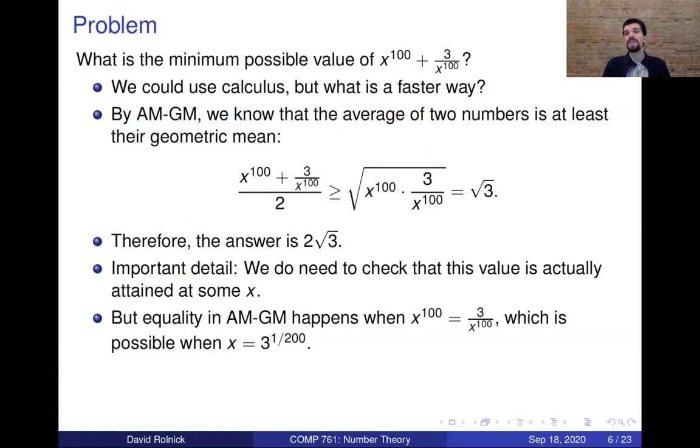But if I said it's greater than or equal to 0, that would be true, but it wouldn't be very helpful in the sense that 0 is never actually attained. There isn't an x that will give you 0. It's greater than or equal to 0 because it's greater than or equal to 2 times the square root of 3. So the reason why we had to show this important detail is that we needed to check that there is actually some x that causes this inequality to be equality.